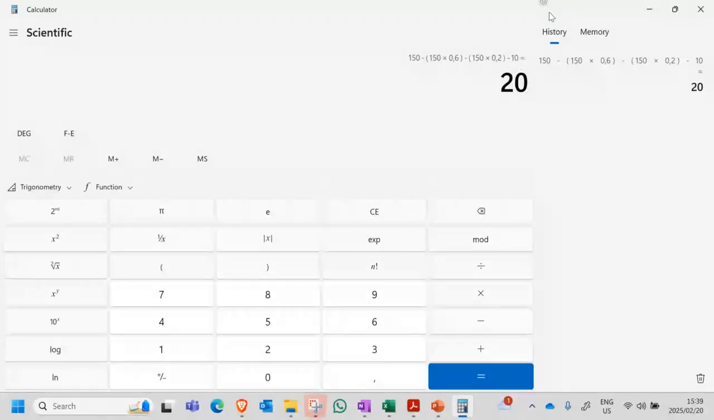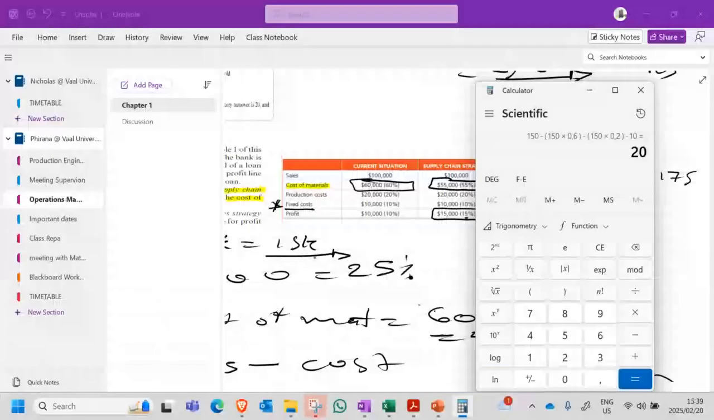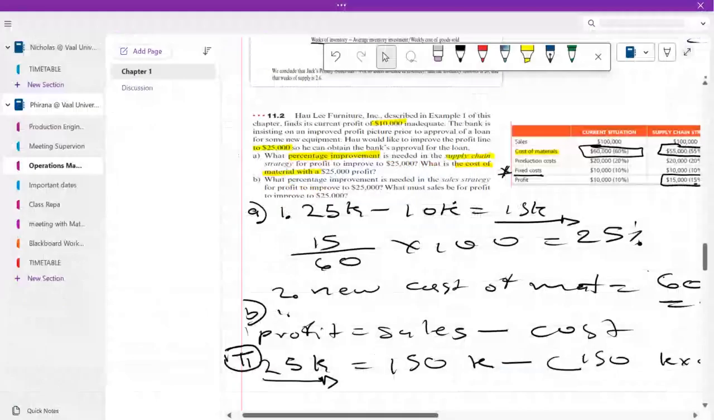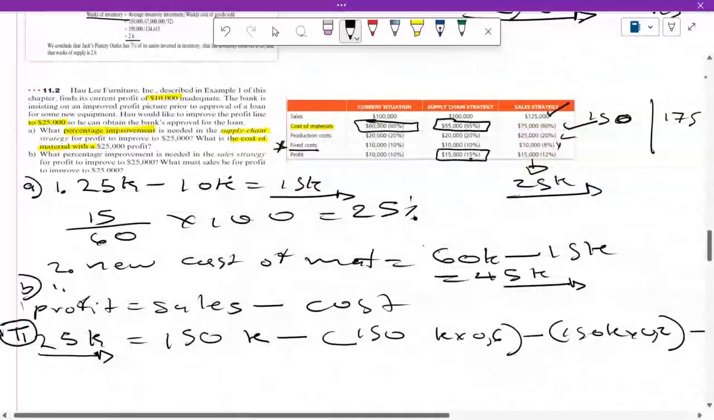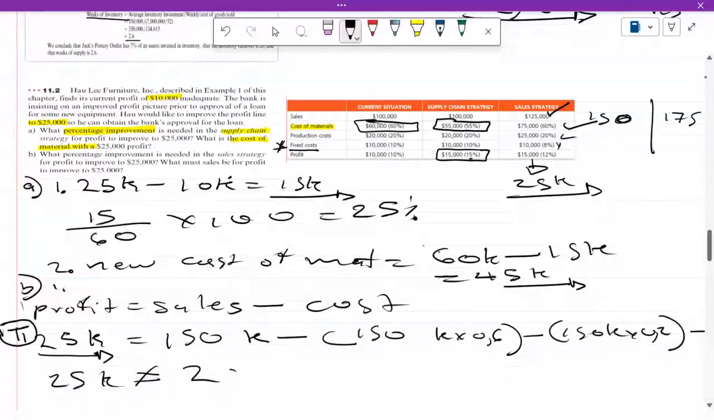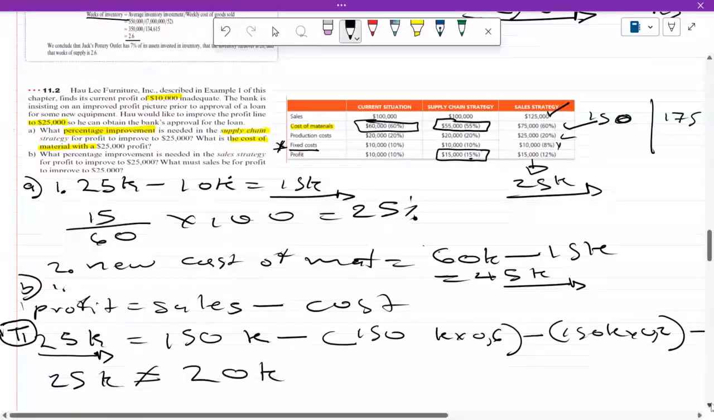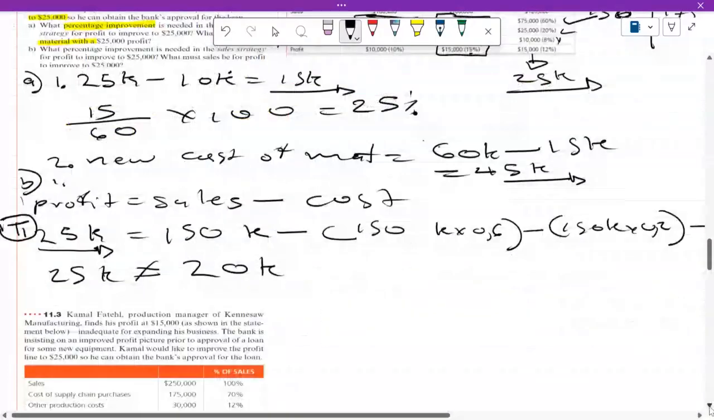So you write it. We're getting a 20, which is not equals to 25K. 20,000 is not equals to the target. So now you can see that, oh, all right, this is what is happening.